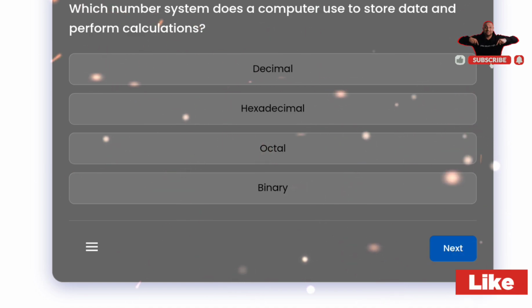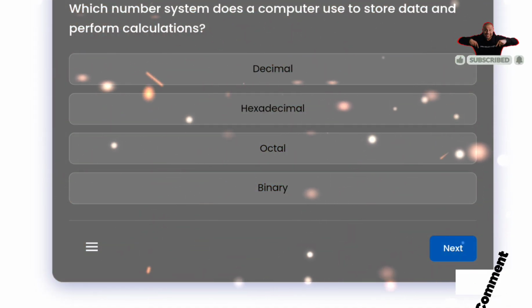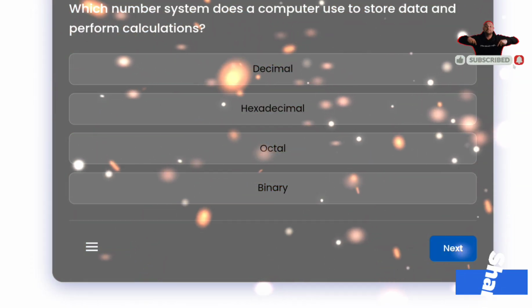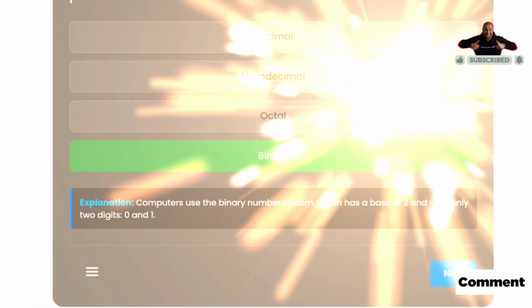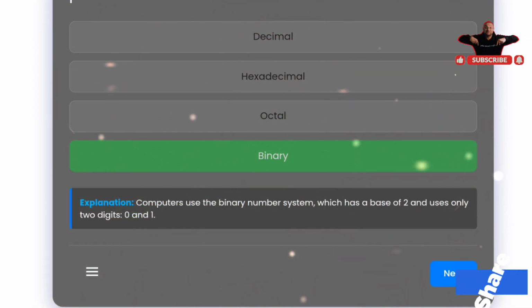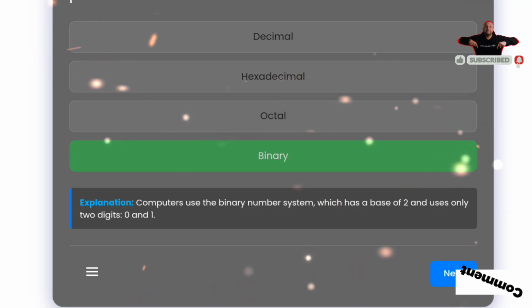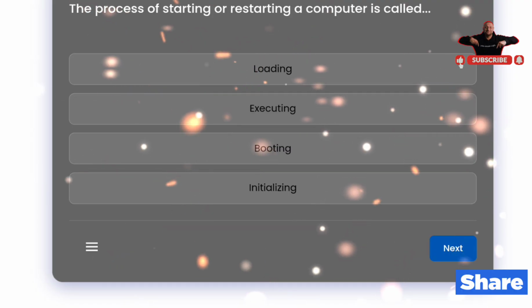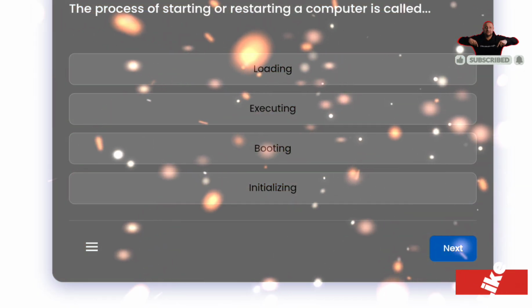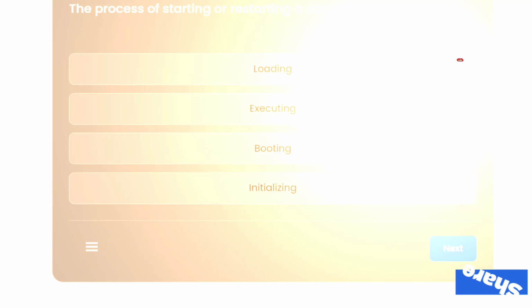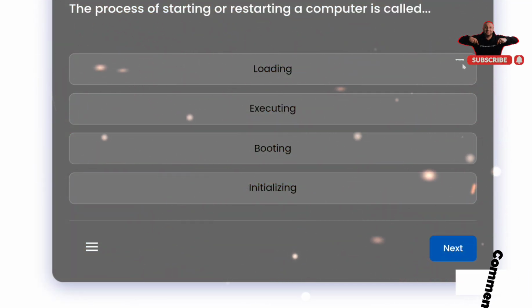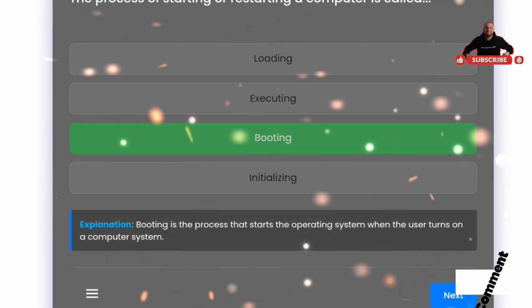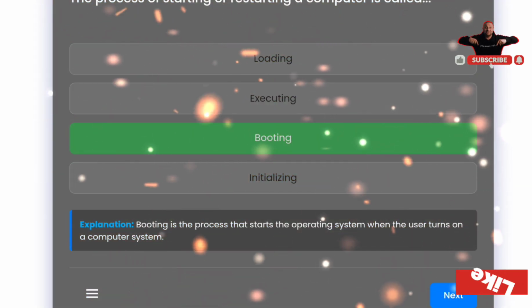Which number system does a computer use to store data and perform calculation? Binary. A computer uses the binary number system which has a base of 2 or uses only 2 digits, 0 or 1. बाइनरी सिस्टम को, बाइनरी नंबर को यूज करा जाता है कंप्यूटर में कैलकुलेशन के लिए. The process of starting and restarting of a computer is called booting. Booting is the process that starts the operating system when the user turns on a computer system.